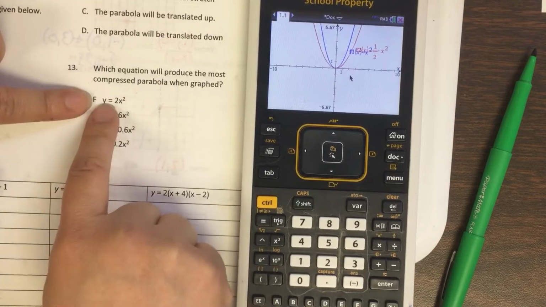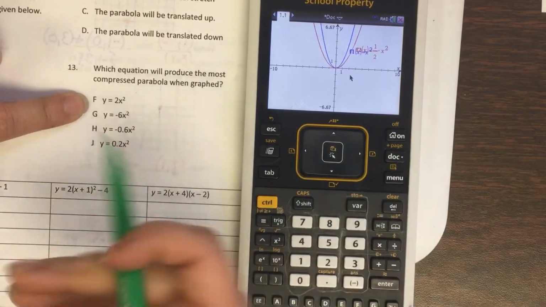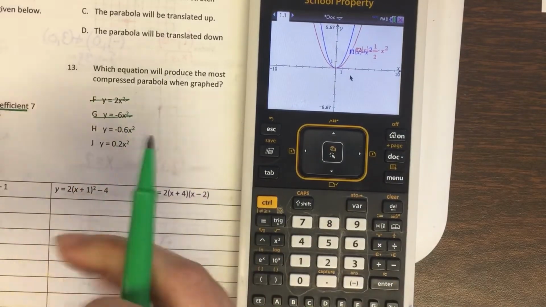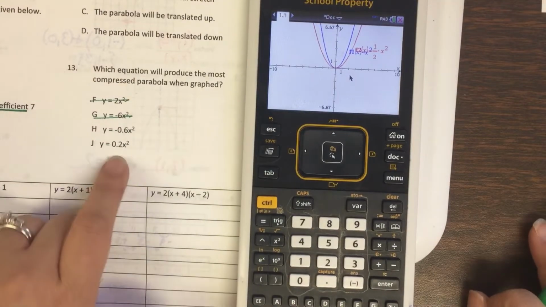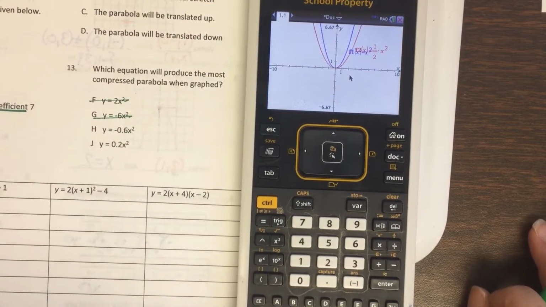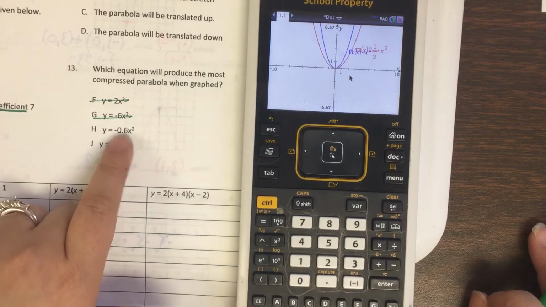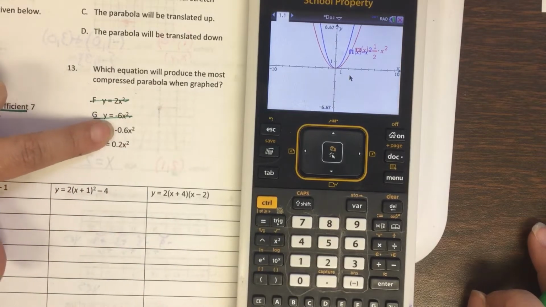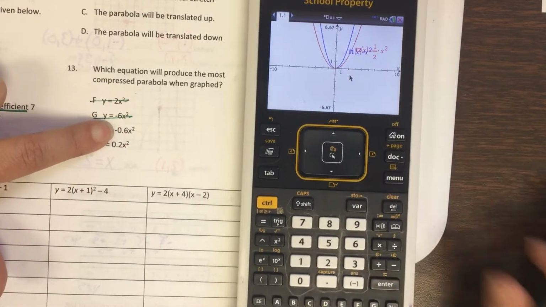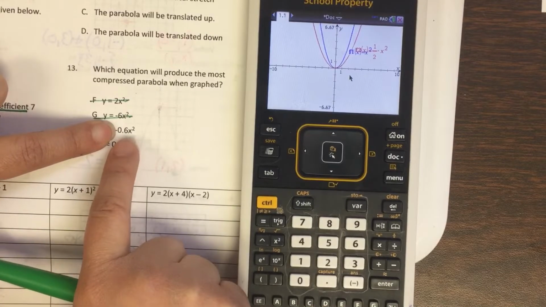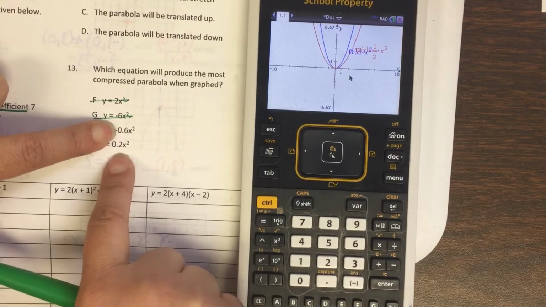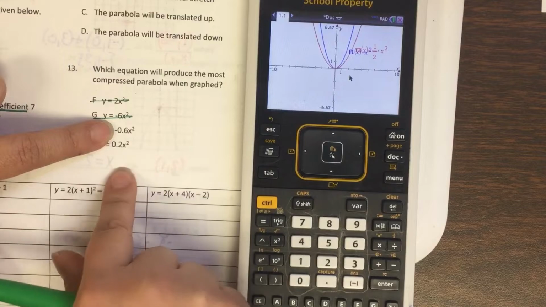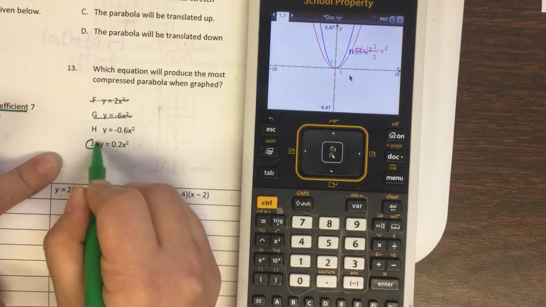Okay, so for the sake of time, I'm not going to do input F or G because 2 and 6 are far away from 0. These are a little bit closer. If I'm looking at this in terms of money, even though this is a negative, remember that negative just tells you if it's opening up or down. If I'm looking at it as money, this would be 60 cents versus 20 cents. Which one is closer to 0? That's going to be J.